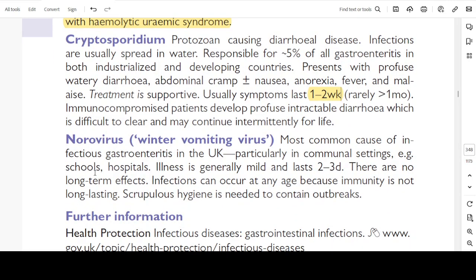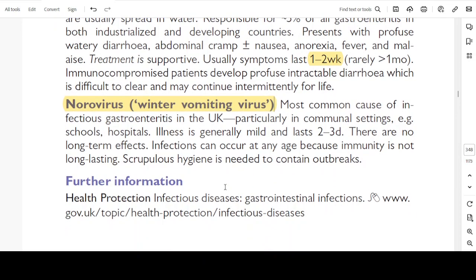Cryptosporidium. Norovirus, winter vomiting virus. There have been some questions regarding this in the past medicine. Most common cause of infectious gastroenteritis in the UK. Particularly in communal settings, for example in schools and hospitals. Illness is generally mild, lasts 2 to 3 days, and there's no long-term side effects.